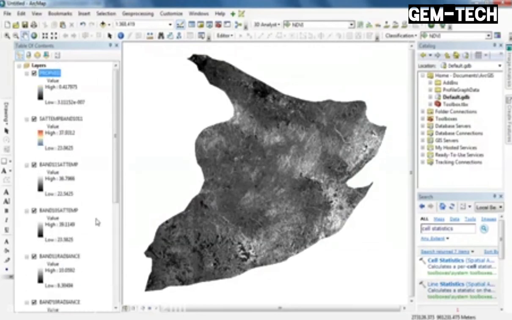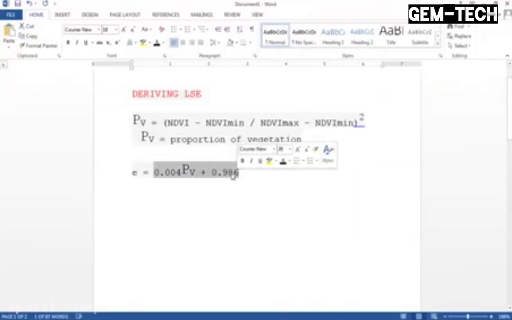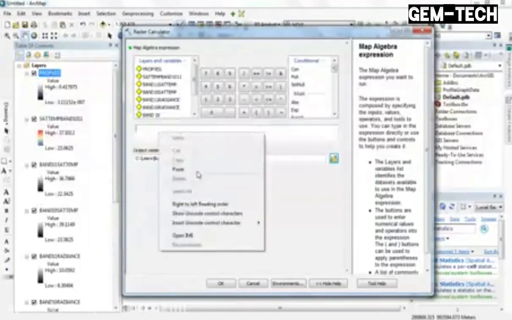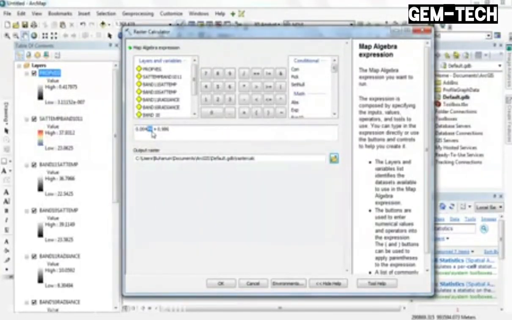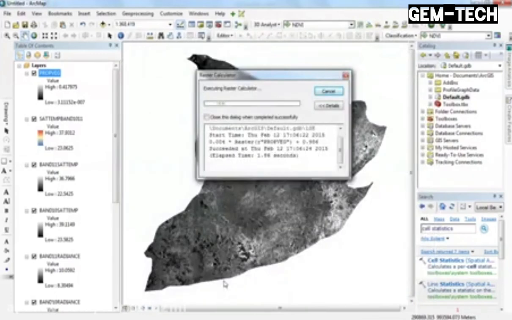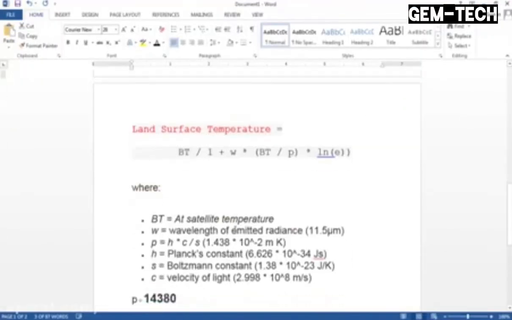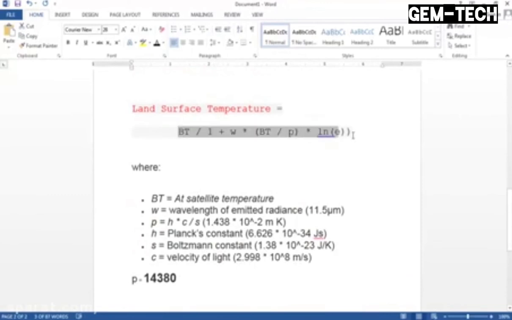land surface emissivity. So bring up the raster calculator one more time, look at my formula, copy and paste my formula, just paste it in the raster calculator. So here where it says PV, PV stands for proportion of vegetation, so I'm going to multiply it by proportion of vegetation, and finally I'm going to name it LSE, which is land surface emissivity. I'm going to OK that. So now I have all my data I'm going to need for this final formula, which is this.